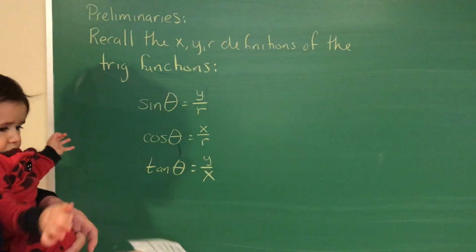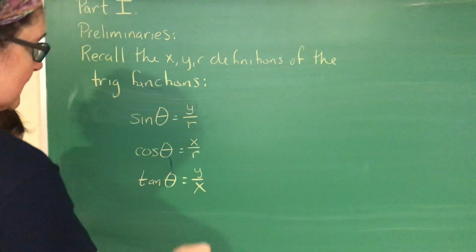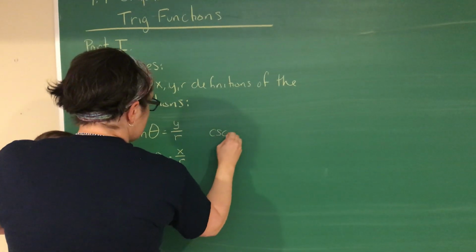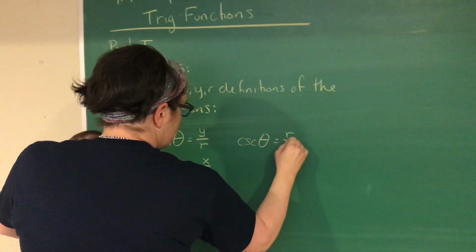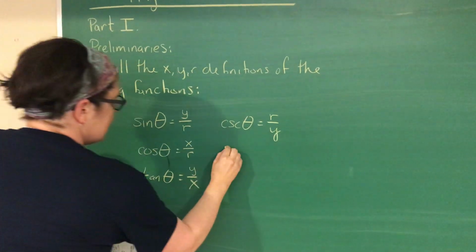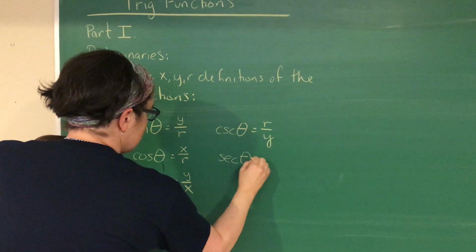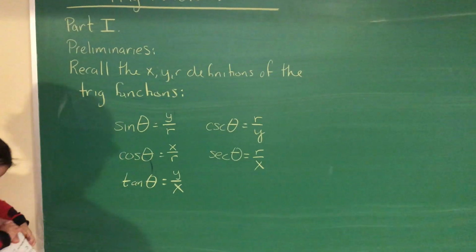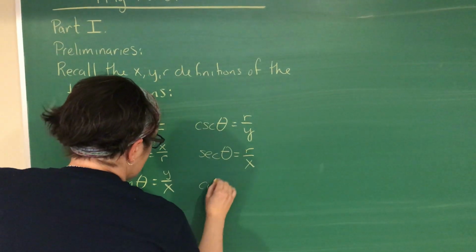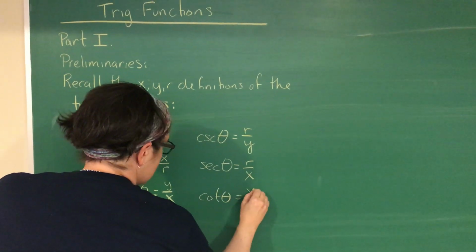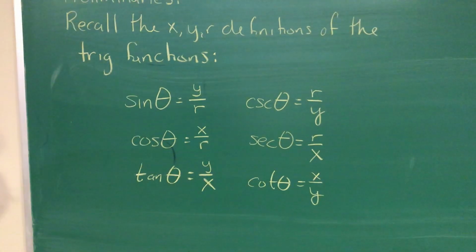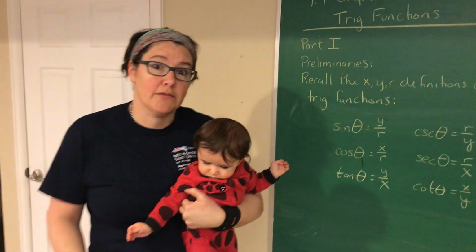Those are the first 3 trig functions, and the reciprocals: the reciprocal of sine is cosecant of theta, which is r over y, secant of theta, which is r over x, the reciprocal of cosine, and the reciprocal of tangent is cotangent of theta, which is x over y. Okay. So these are your 6 trig functions and their definitions in terms of x's, y's, and r's.